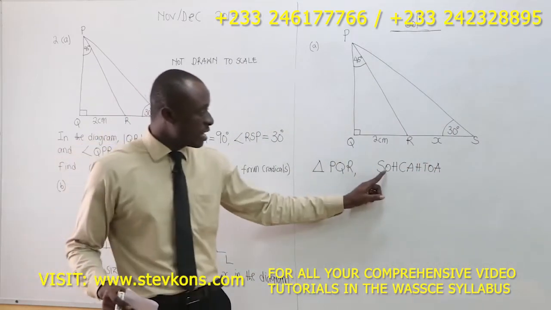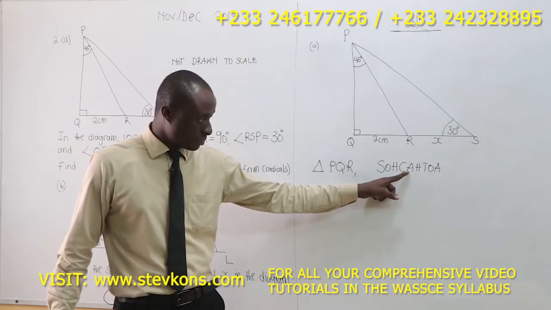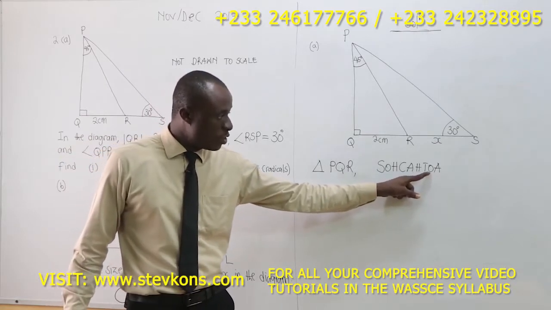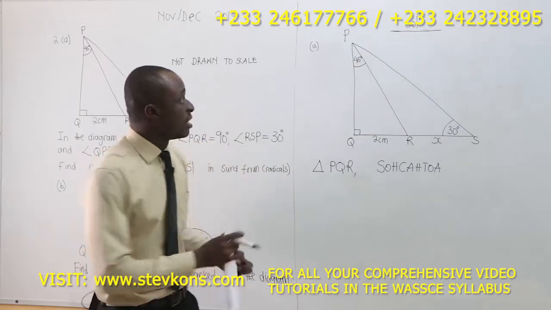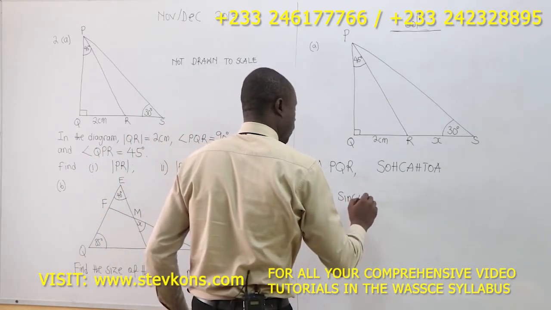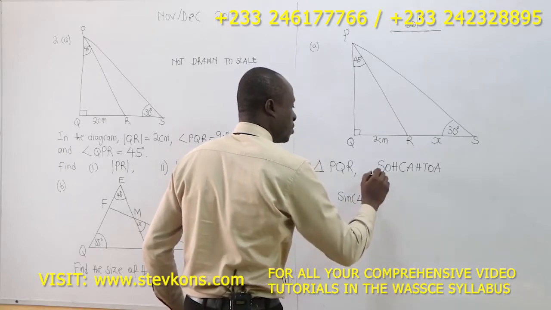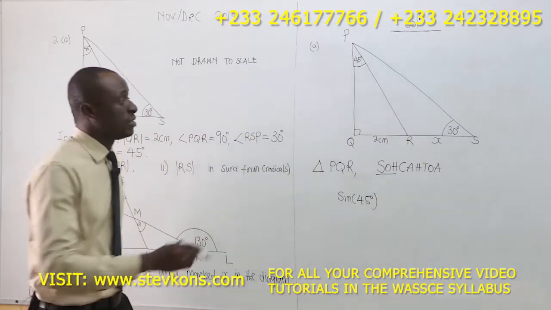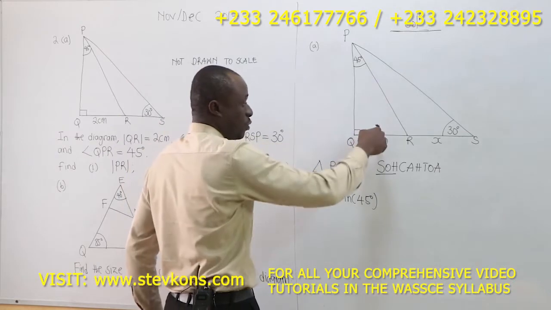Now, I would use opposite over hypotenuse, adjacent over hypotenuse, opposite over adjacent. Now consider sine 45 degrees. So sine 45 degrees. That's opposite over hypotenuse. So opposite.